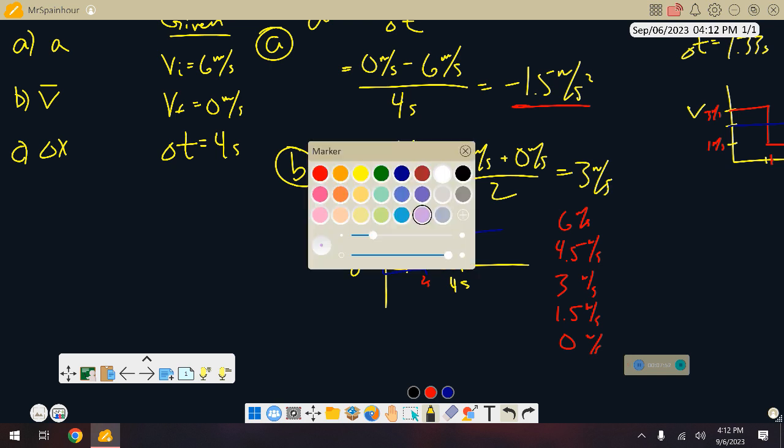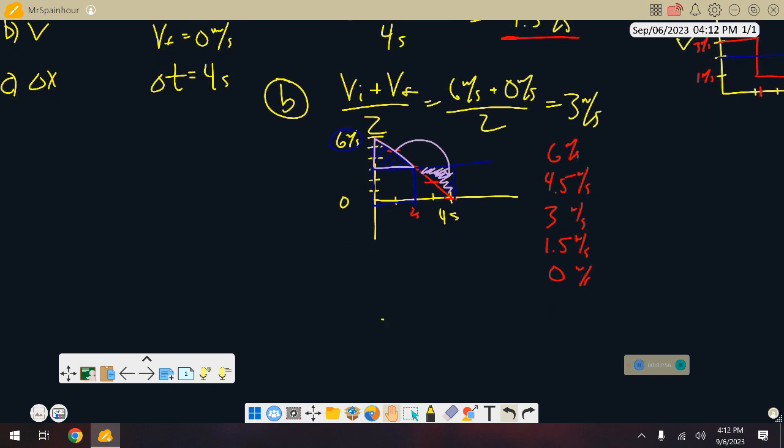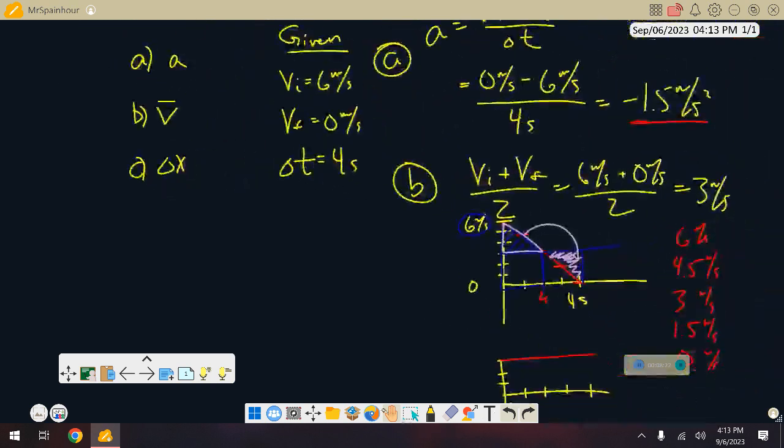Or let's try something else in case it helps. I'm going to cover the exact same distance if I go from 6 to 0 as if I just stayed at 3 the whole time. The whole 1, 2, 3, 4 seconds. Okay. So to that end, step back over here. Say, okay, Spainhour, then how do I do part C?